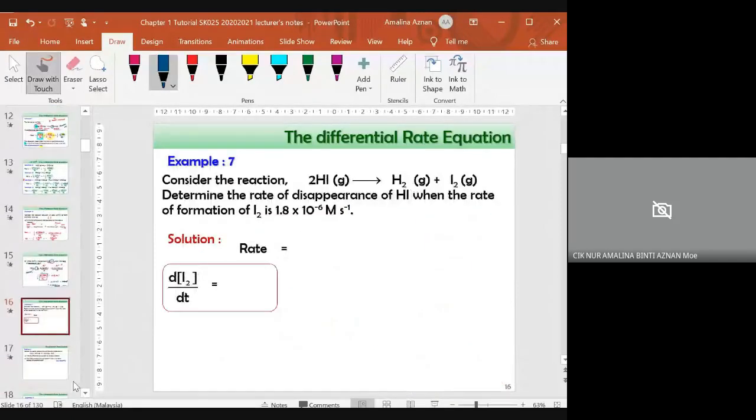Right, so next question. Soalan 7. Consider direction 2HI, H2, I2. So, determine the rate of disappearance of your HI when the rate of formation of I2 is 1.8. So, rate, tulis dulu differential rate equation for this one. Negative 1 over 2 HI dt.